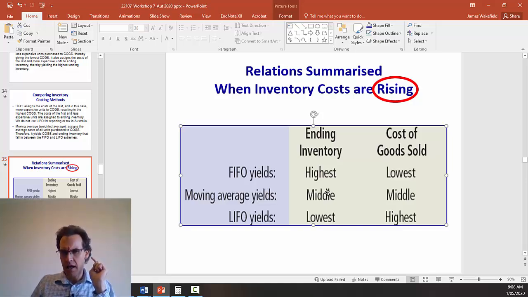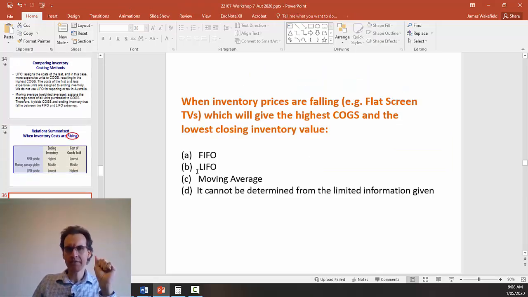Now, let's apply this logic to this question. When inventory prices are falling, which will give you the highest cost of goods sold and the lowest closing inventory value? I would like you to now answer this question right now. Okay, so prices are falling.